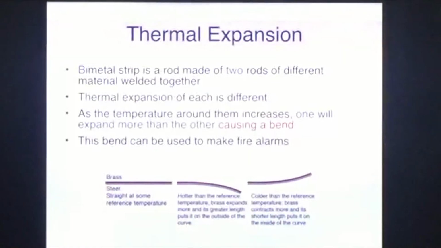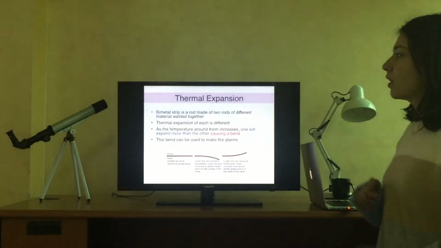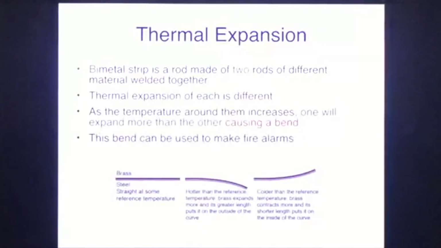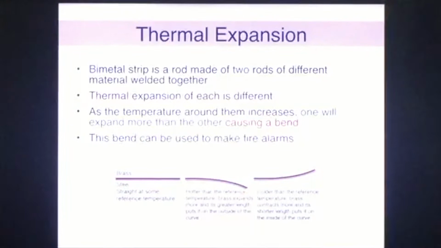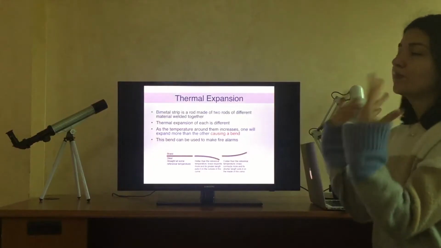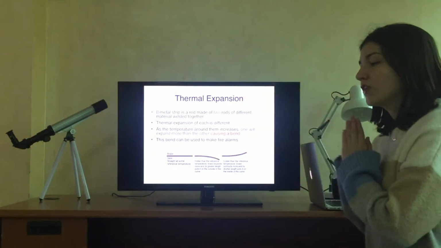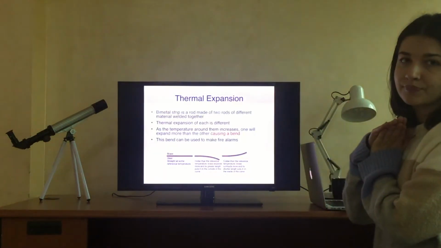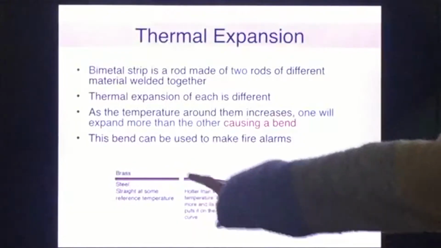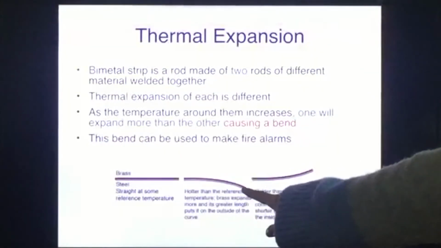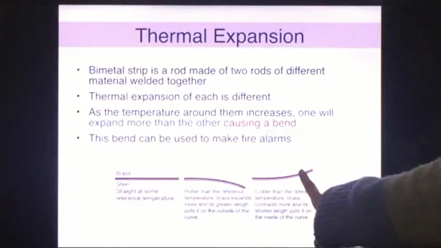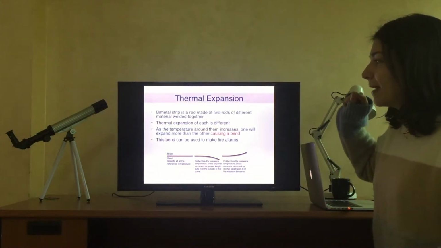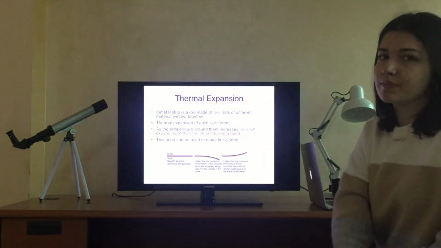As you can see here, it's basically a rod made of two rods welded together. Welded as in melted onto each other. The idea of a bimetal strip is that both rods would have different thermal expansions. The reason for that is, as the temperature around them increases, one of the rods will want to expand more than the other rod, causing a bend. So we want that bend to occur. The brass here extends more than the steel when it's heated, and then it contracts more when it's colder. It will allow the bimetal strip to bend however way we want it, depending on the temperature.